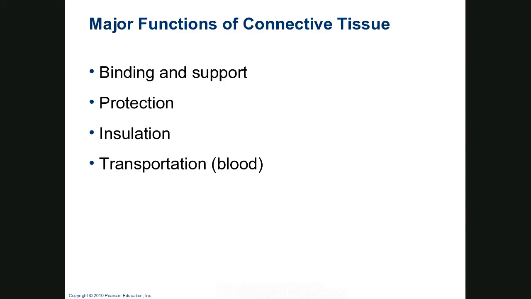Major functions of connective tissue: binding and support, protection, insulation. Fat insulates you. That's why a whale can swim in icy water and be perfectly comfortable, whereas we would freeze to death in just a few minutes. And then transportation, and that is the bloodstream.